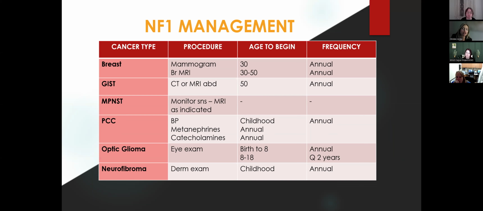For pheo, you want to educate them on signs and symptoms. If you're developing sweating, headaches, if you're having palpitations, those kinds of things. But ultimately, they're going to have a blood pressure checked once a year. And they're also going to have metanephrine testing, catecholamine testing at least once a year. You will do it more often during pregnancy, and you'll also do it more often or ahead of any surgery. Optic glioma is more early onset, so you monitor them from birth up to age 18 with an ophthalmologist eye exam, and then you plug them in with derm or plastic surgery.